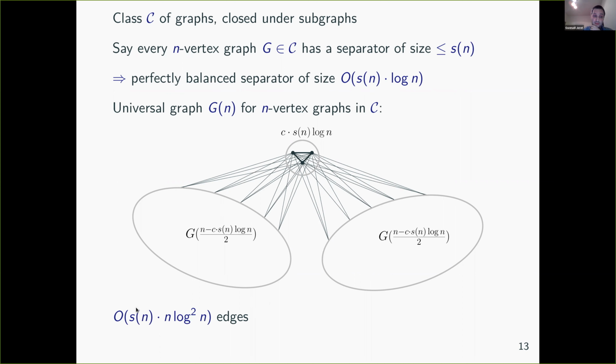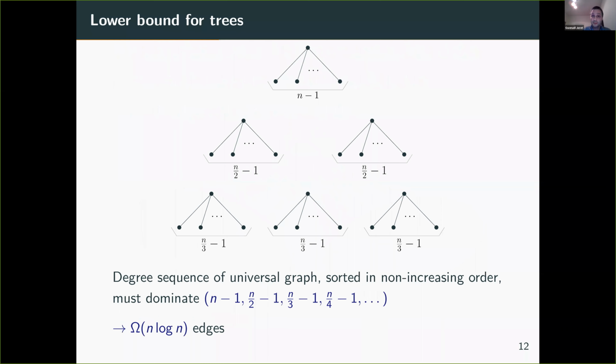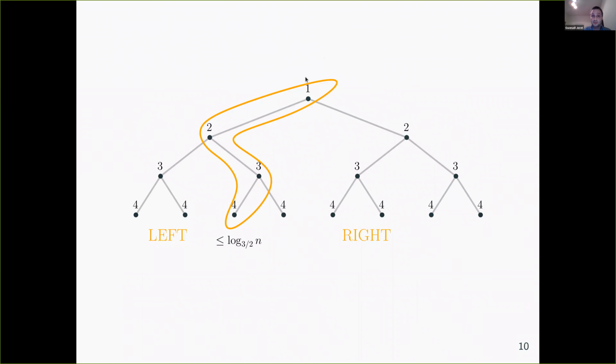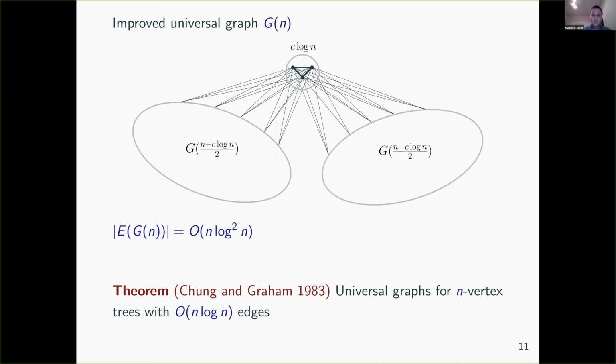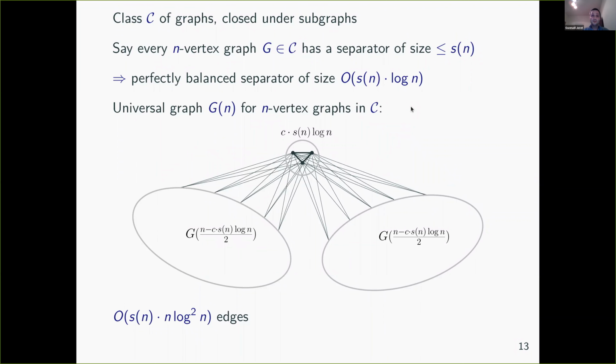So in the case of trees, this s of n is just 1. So this is the case. So why do you get perfectly balanced separators of size s of n times log n? Because the proof we did here works. The only difference is that instead of having one vertex at each node of the recursion tree, you will have a bunch of vertices which correspond to the separator you ripped off at that step. But otherwise, there is no difference essentially in that proof. Okay, so when you have small separators, you have sparse universal graphs in this sense.